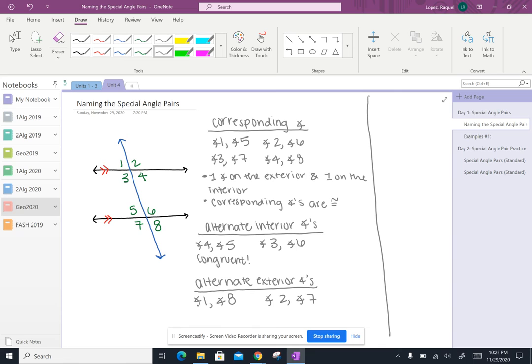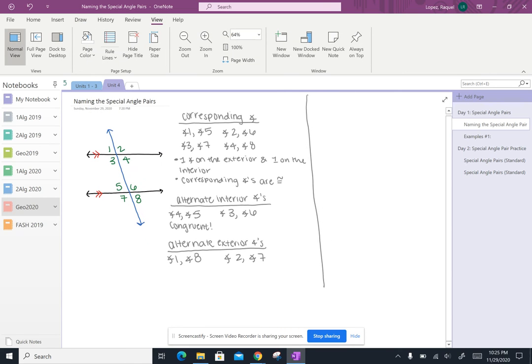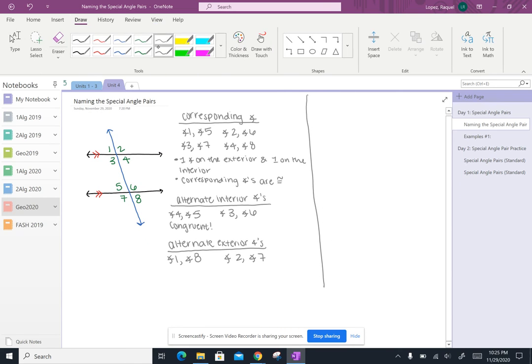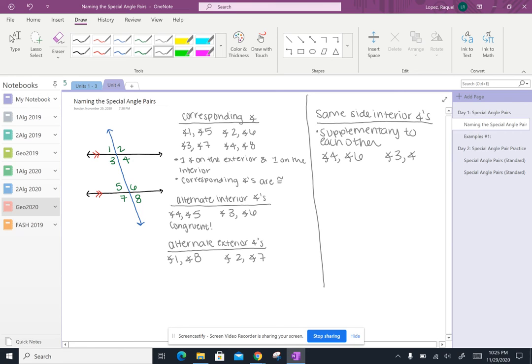I'm going to draw a line here, and I'm going to zoom out a little more because we've got two more pairs. There are also special angle pairs called same side interior angles. Same side interior angles are going to be supplementary to each other. Okay, and they're going to be on the same side of the transversal. So that's going to be angle pairs like angle 4 and angle 6, and then the other pair is angle 3 and angle 5.